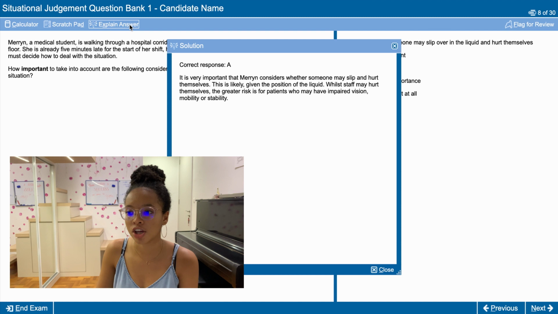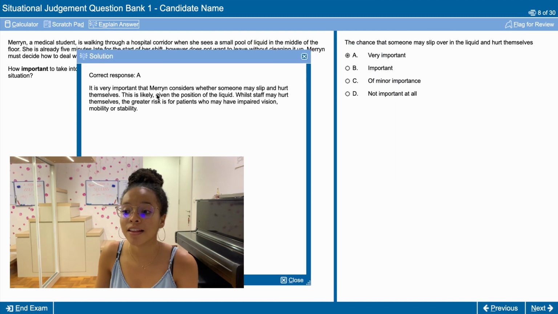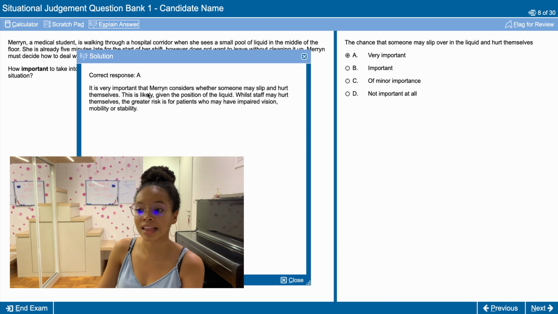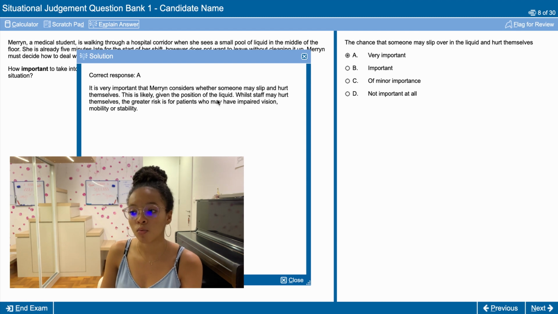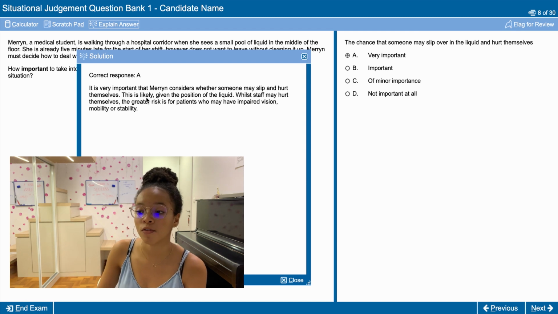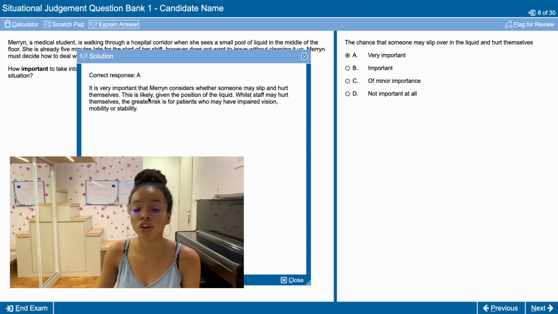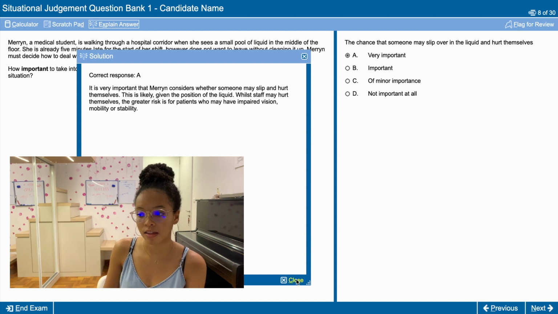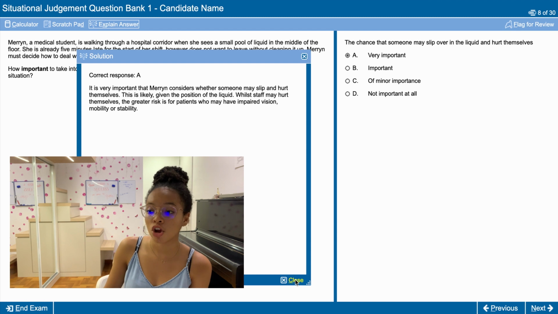And if we look at the correction, the correct answer is A. It is important that Marin considers whether someone may slip and hurt themselves. This is likely given the position of the liquid. While staff may hurt themselves, the greater risk is for patients who may have impaired vision, mobility, or stability. So that's how they justify their answer choice.